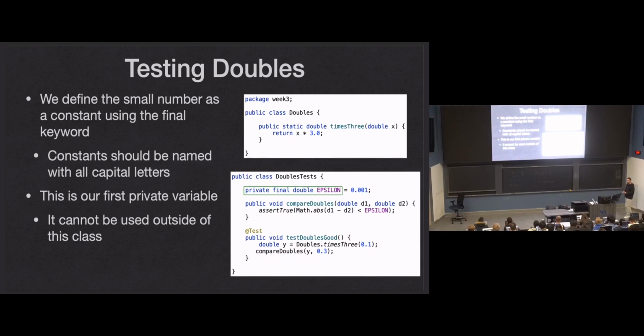I'm going to start throwing some extra stuff. This could just be hard-coded 0.001 right here. That would still work the same way. I want to show you constants in Java. So I'm using the final, private final double.